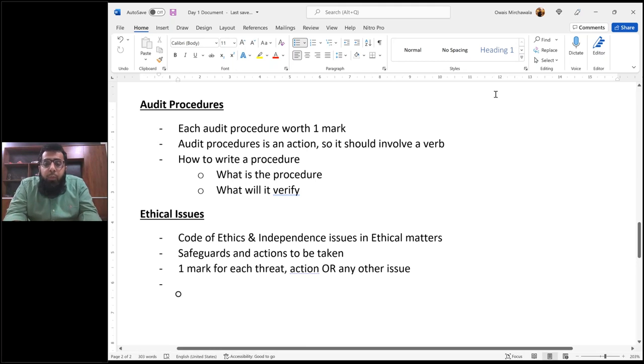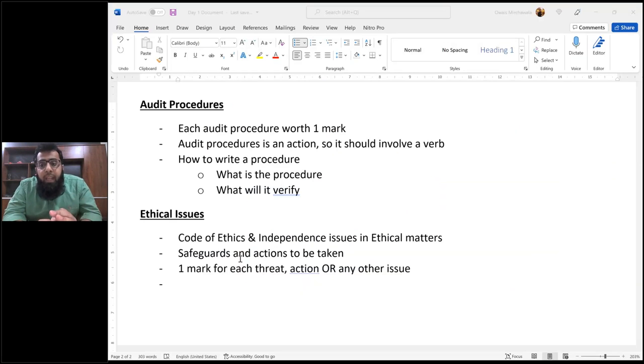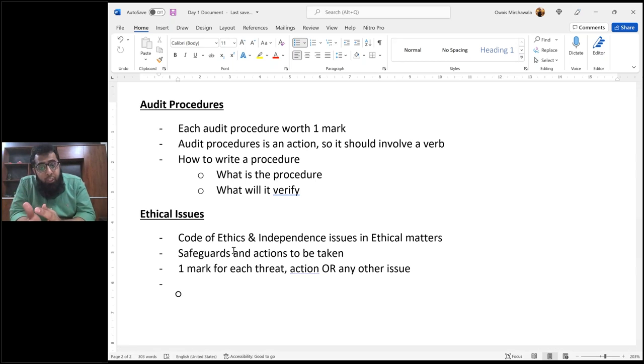So what I'm trying to say is that whenever you get an ethical issue, you need to develop a list of evaluation points. In the AAA examination, please listen to me, it is very important that when you look at an ethical issue, you should not be just identifying the issue. You should be using an approach of evaluating the matters. Like we discussed this issue of a loan taken by an audit team member.